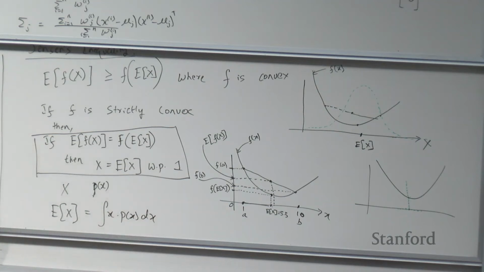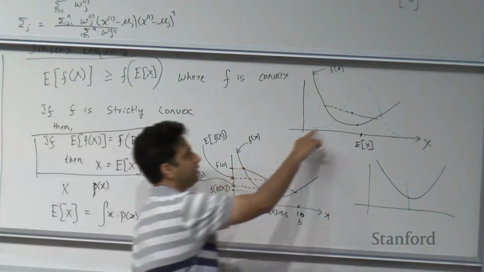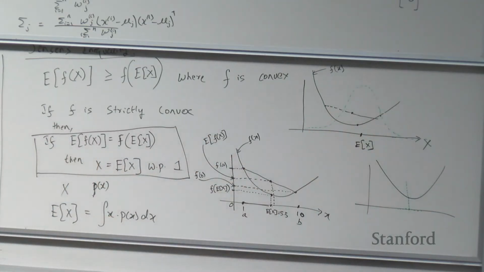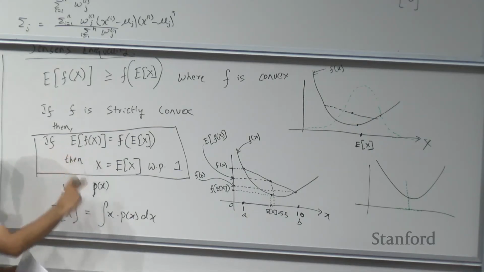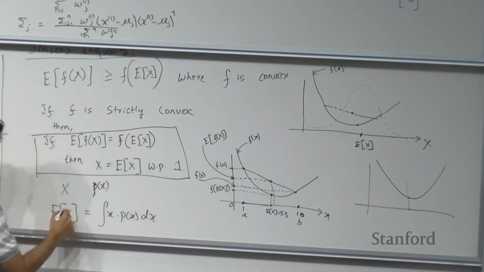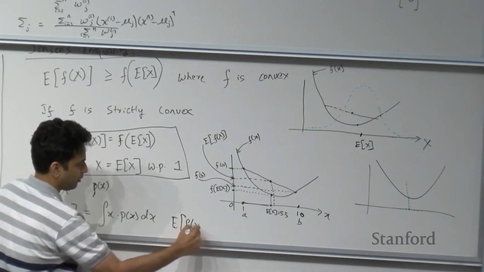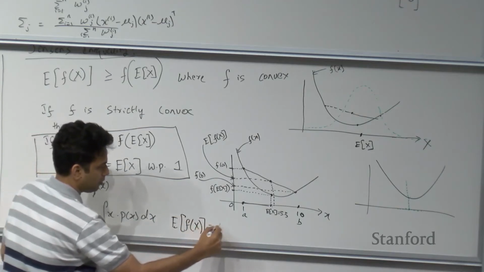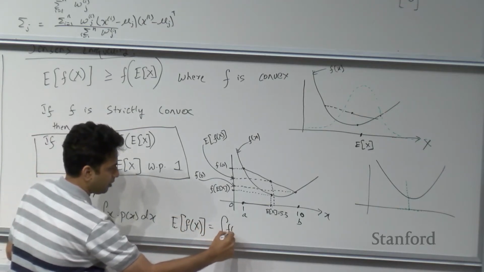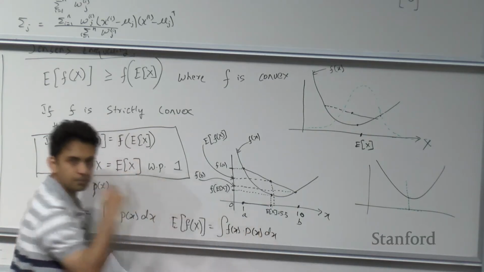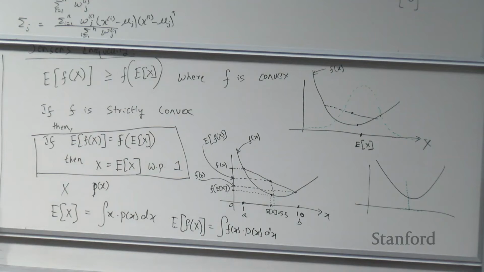So your p of x will become f of x, right? So p in this case is some probability. So the green dotted line is p of x here. My question is, what is e of f of x? So e of f of x is equal to the integral of f of x p of x dx. Good question.